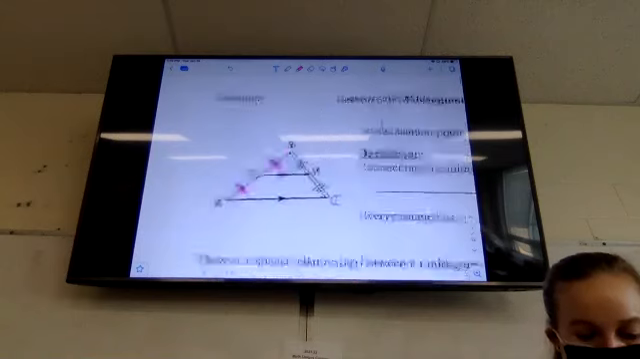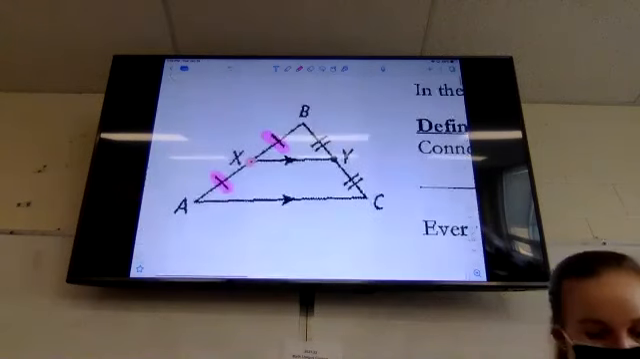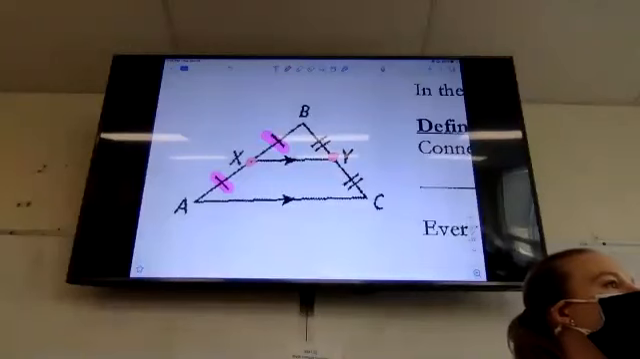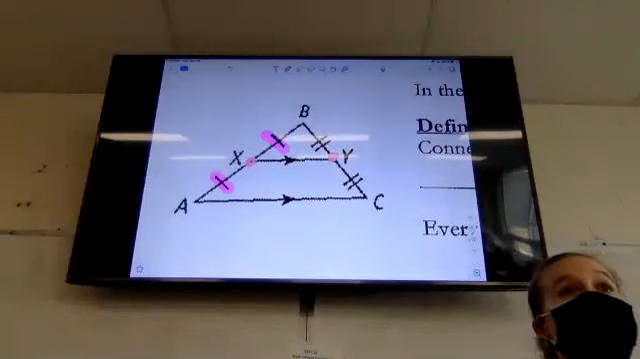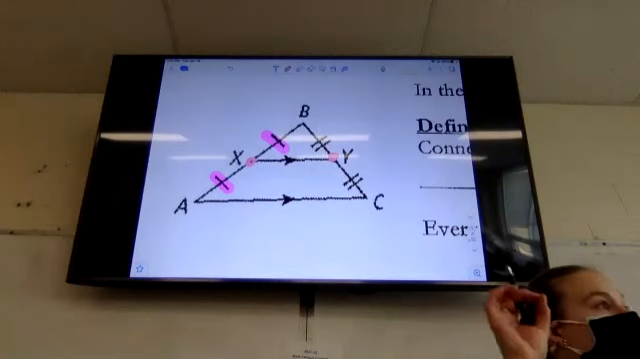Point Y is also a midpoint. It says point Y is the midpoint of BC. So point Y is also a midpoint where BY and YC are congruent to each other. So we've already known about midpoints. The new thing I'm teaching you today is a midsegment is where you connect two midpoints.